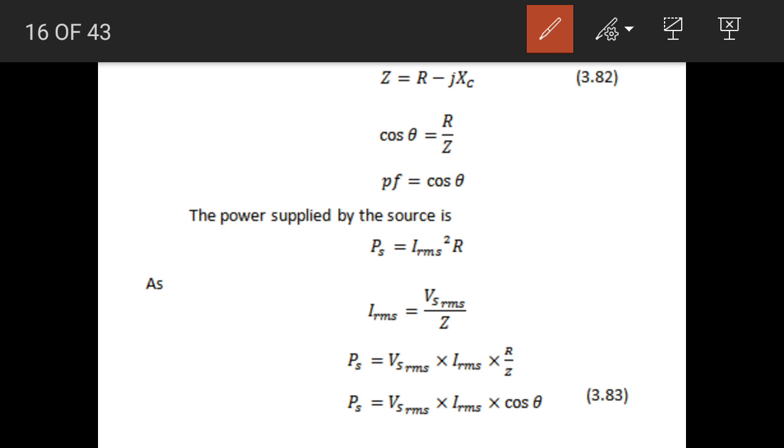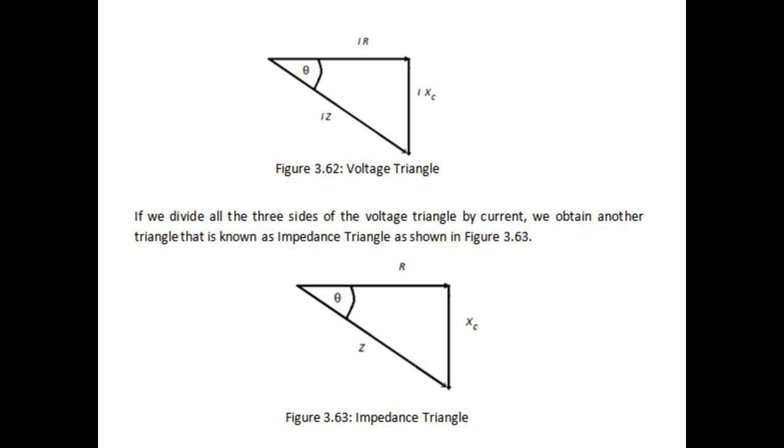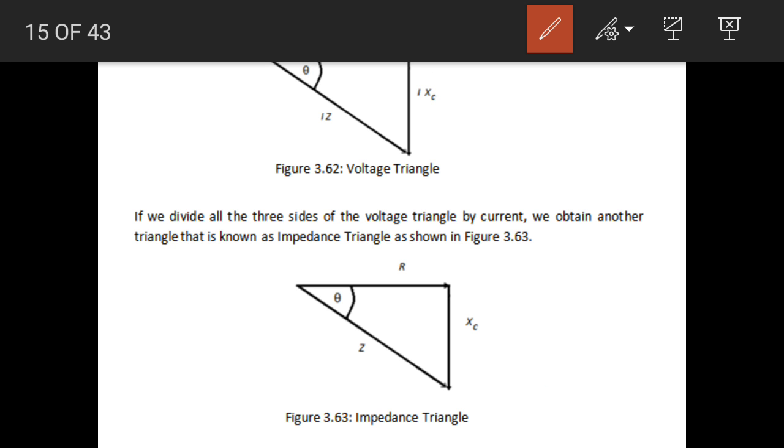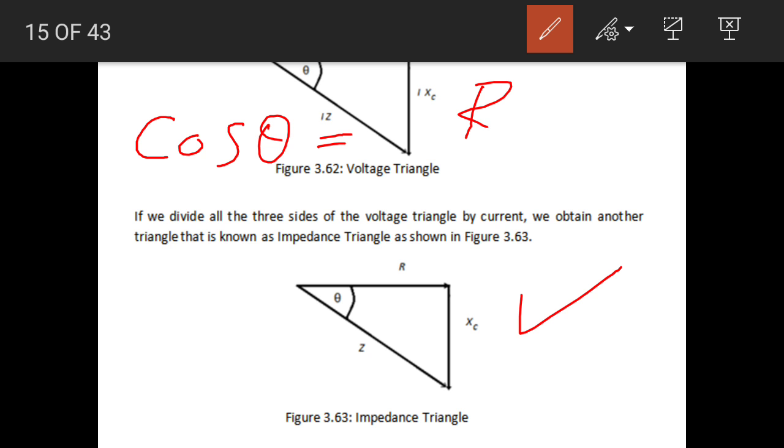If we focus on this impedance triangle, I am talking about the impedance triangle, cos theta in this right angle triangle will be equal to the base of this triangle divided by the hypotenuse of this triangle. So cos theta will be equal to R by Z. Cos theta is known as the power factor of this series circuit.